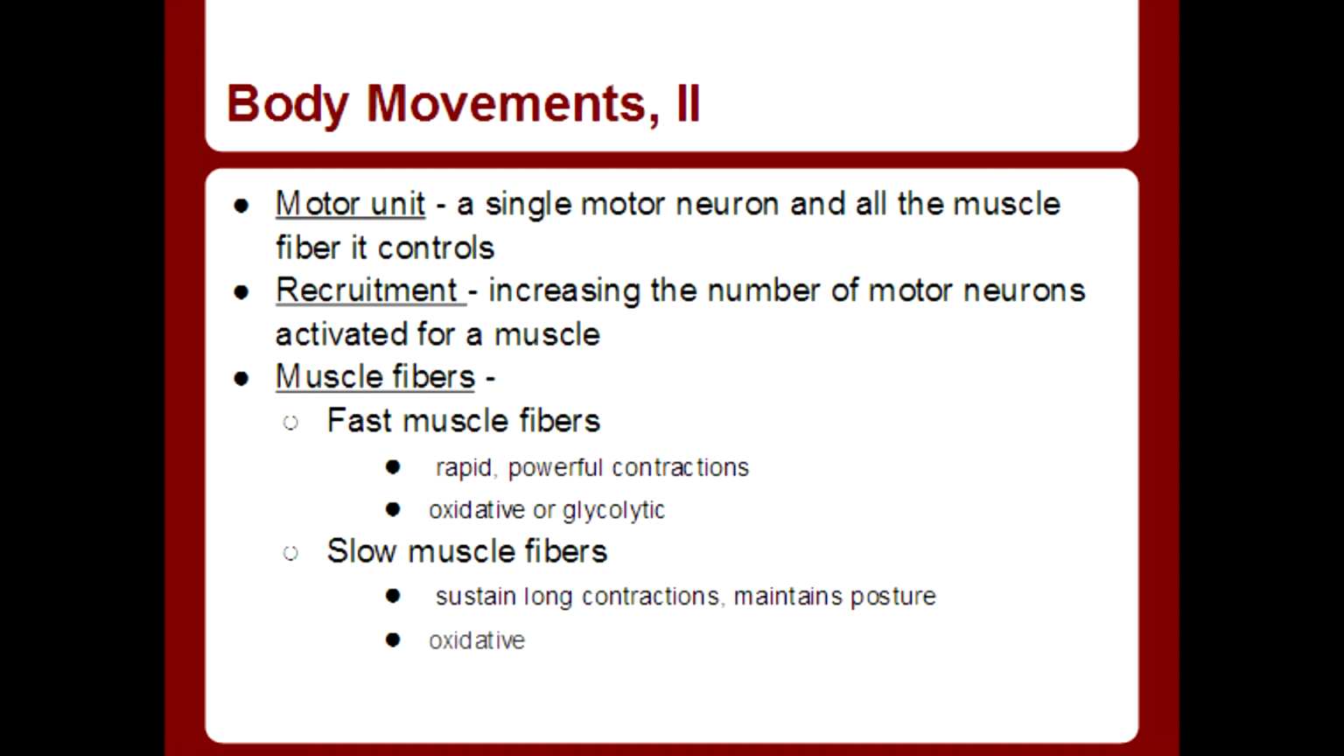And there are two types of muscle fibers: the fast muscle fibers, which produce rapid, powerful contractions. Example: flight muscles in birds, because they have to migrate so fast and long, which is oxidative, so it relies on aerobic respiration to generate the ATP, or glycolytic, which uses glycogen as a source of ATP. And then there's also slow muscle fibers, which sustain long contractions, maintaining posture. So for instance, if I'm standing up, it's using slow muscle fibers, and that's oxidative, so it uses breathing or aerobic respiration to generate the ATP.